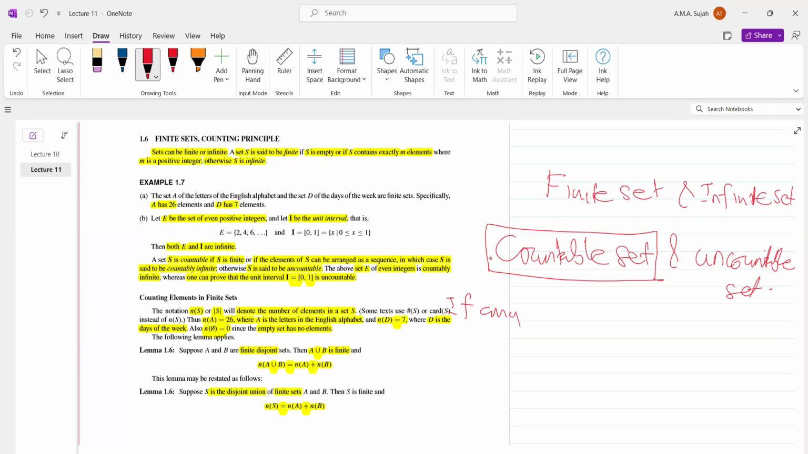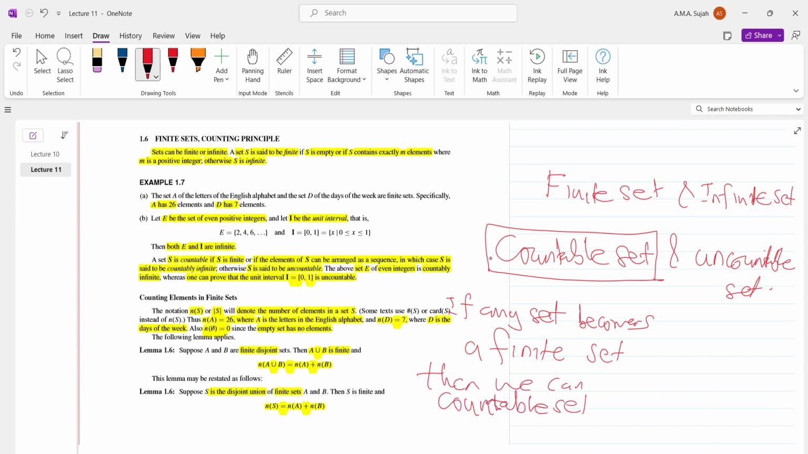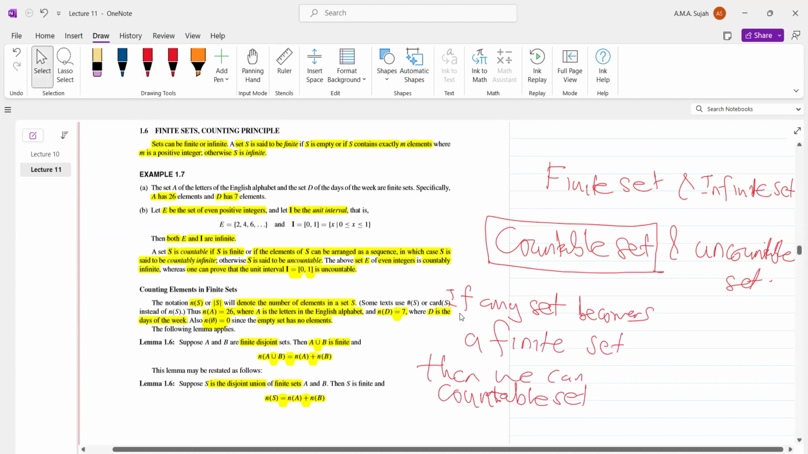If any set becomes a finite set, then we can say that set is a countable set. So how to find out? If any set becomes a finite set, we can say that is a countable set. That is one type. We will find out the countable set.